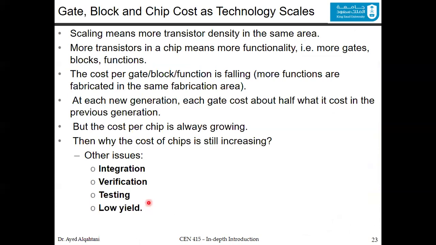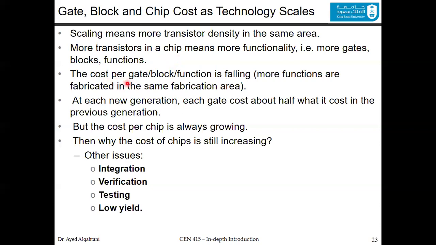Now, the gate, block, and chip costs and the cost of the technology as it scales. Scaling means more transistor density in the same area, which means you will have more transistors in a chip. You'll have more functionality, more gates, more blocks, more functions. And because you have a lot of transistors that you can work with, each transistor will be cheaper with time.